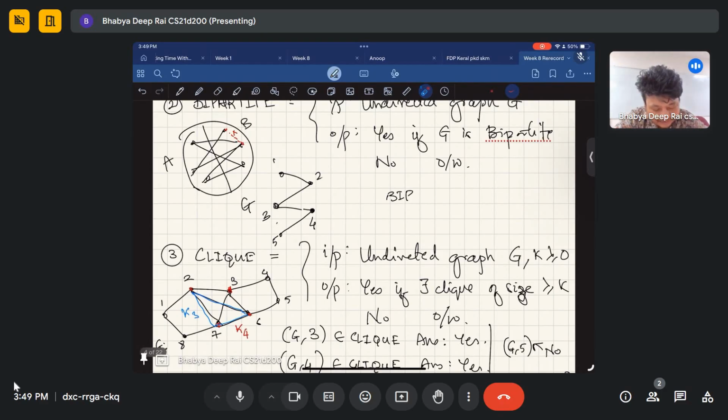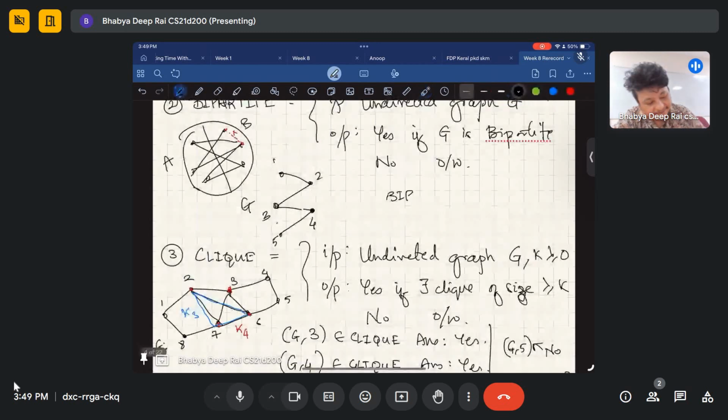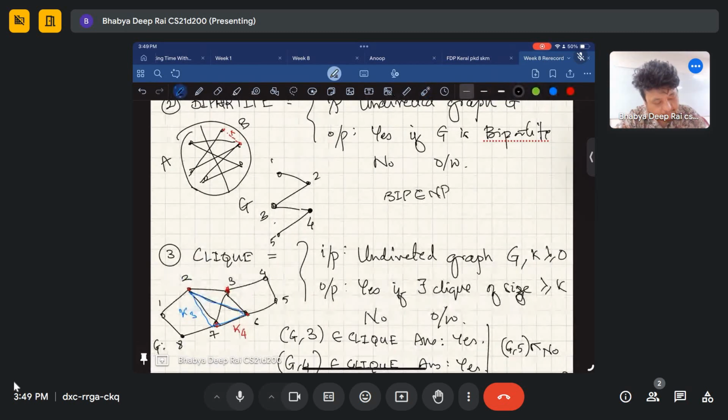So what does this mean? Bipartite is in NP. Now clique. What is a clique? It's a small complete subgraph, which means take any points. A clique is a subgraph. For example, 2, 7, 6, and if you look here, they have edges among each other, all of them.